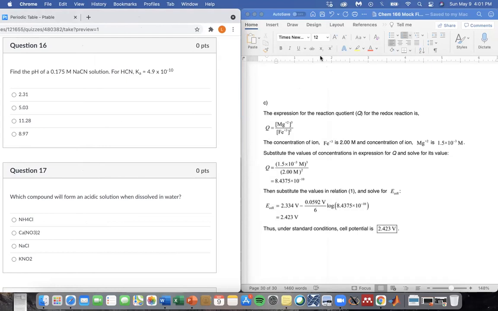Do you want me to show my screen? Yeah, if you're okay with that, that would be awesome. Okay, yes, we can do that. It's loading. Okay, sounds good.